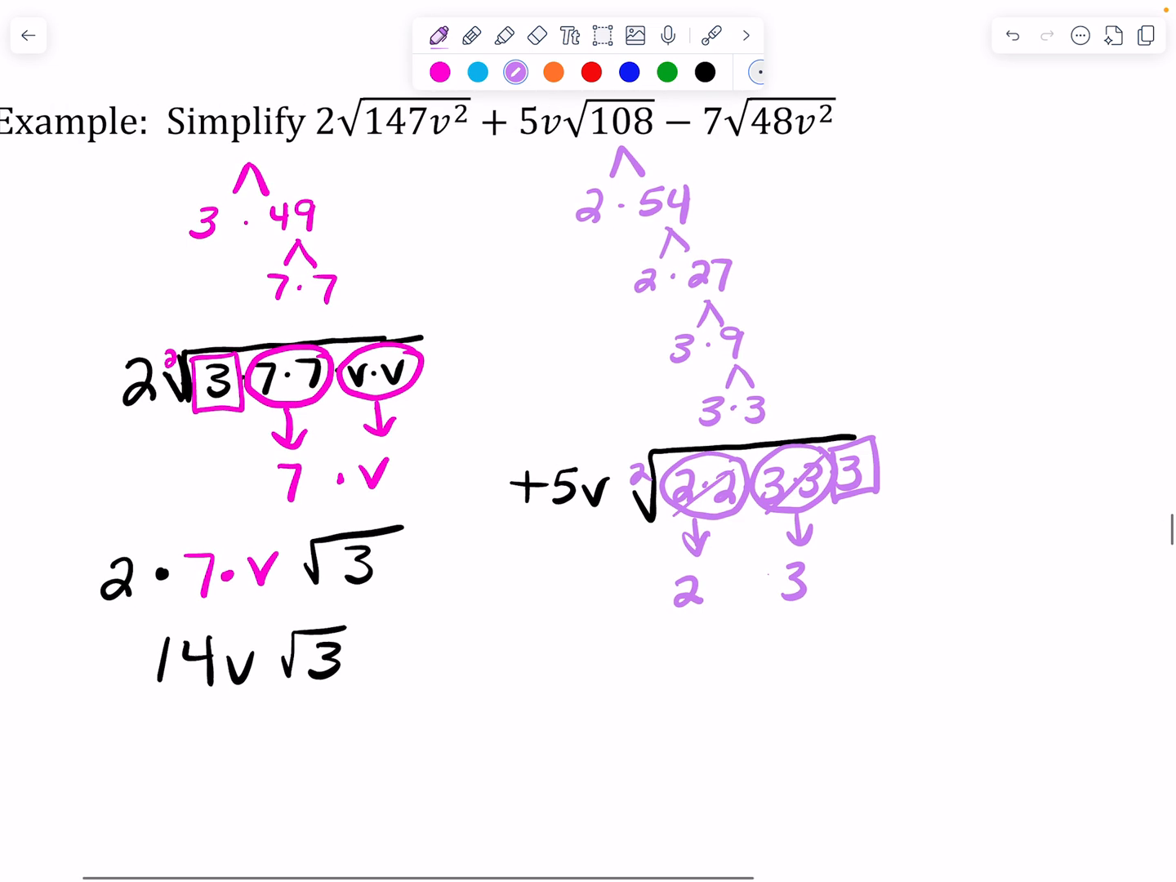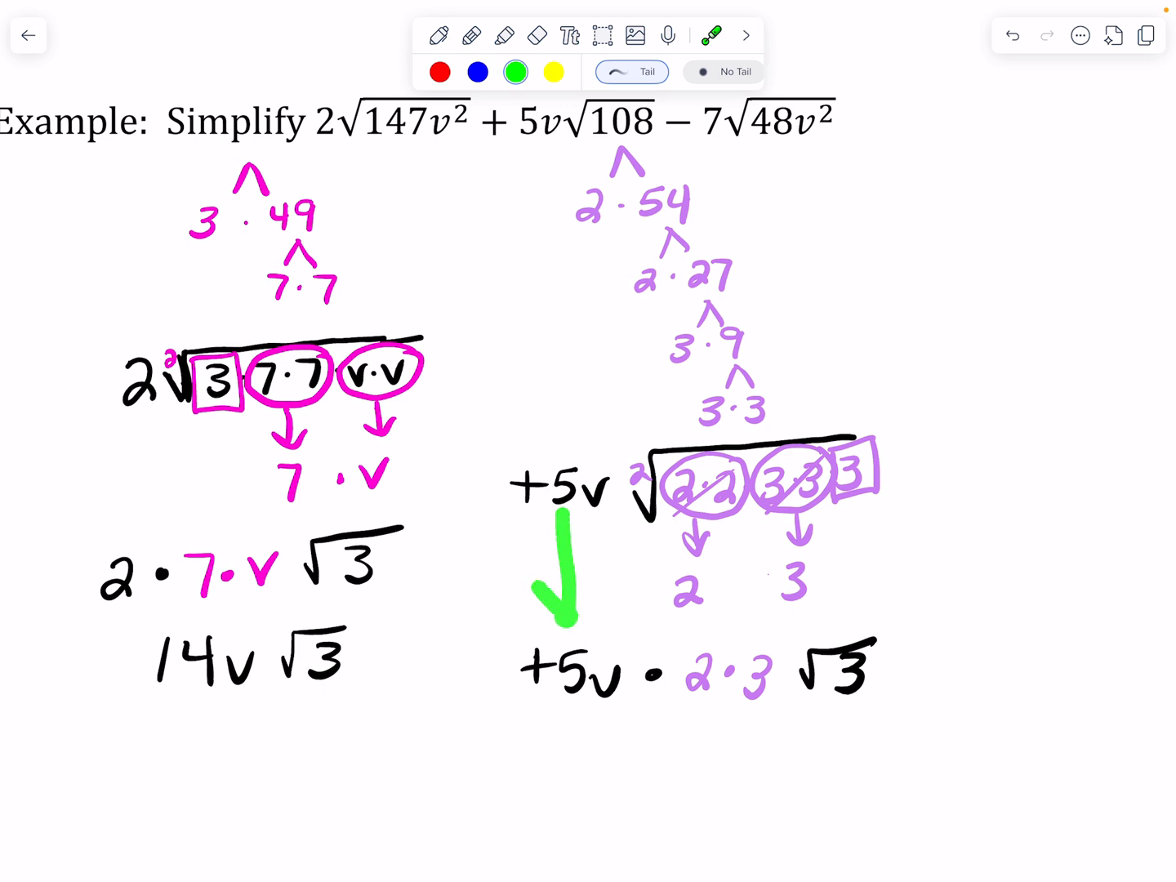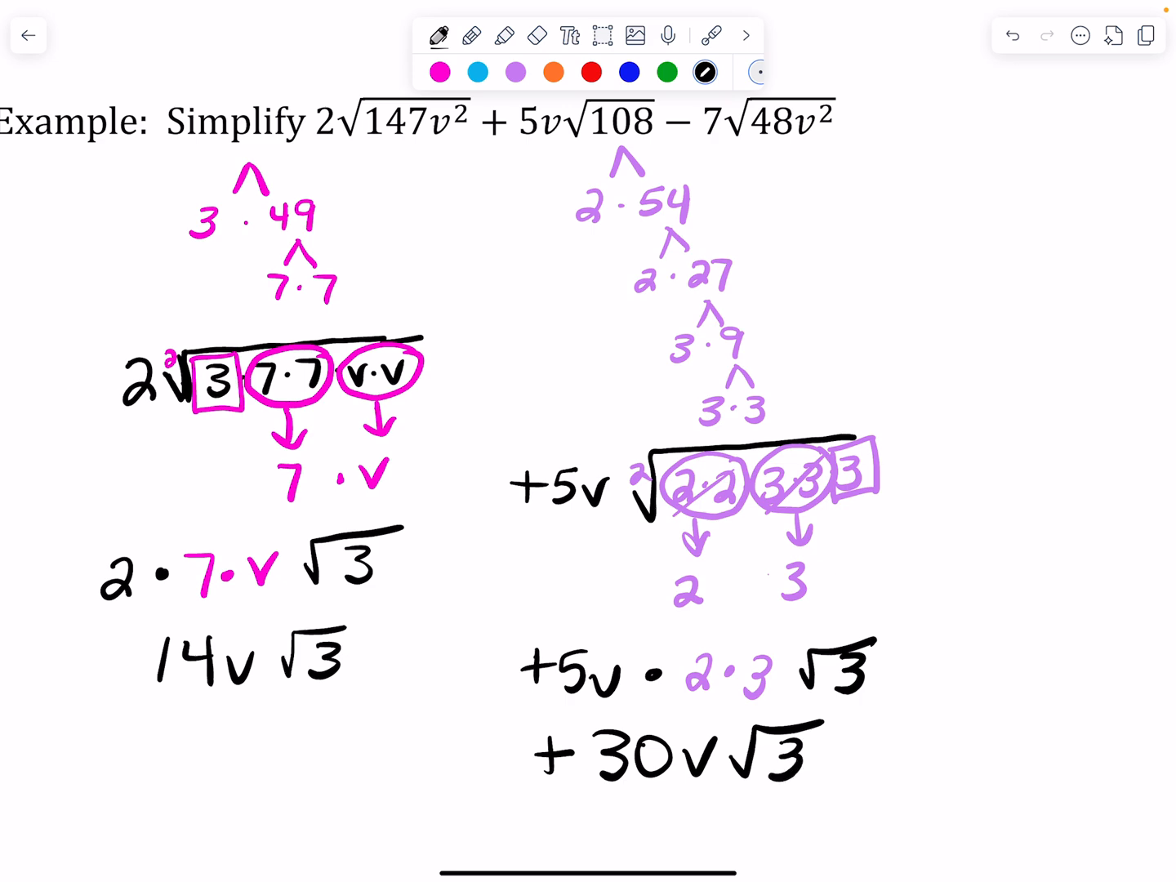So now we have positive 5v times 2 times 3 with the square root of 3 left over. So the 5v comes down. Here's our 2 that came out. Here's our 3 that came out. And here's our 3 that stayed underneath. So now this gives us positive 5 times 2 is 10. And 10 times 3 is 30. So we get 30v square root of 3.